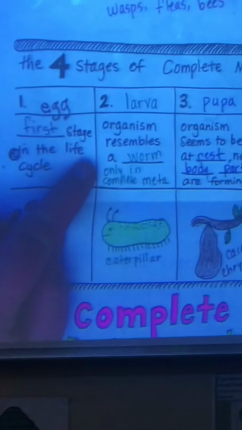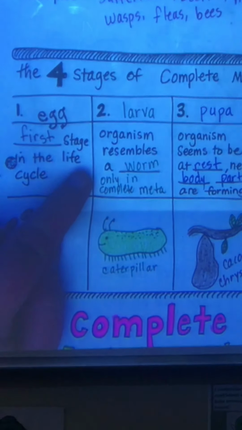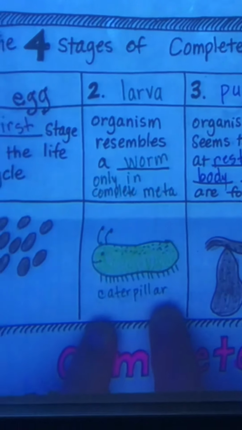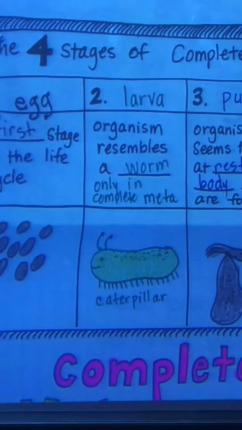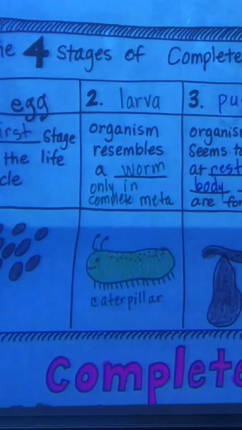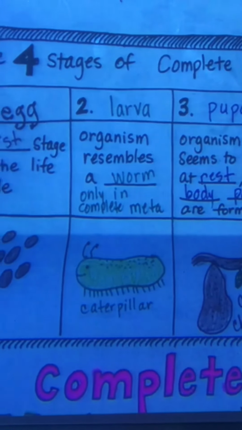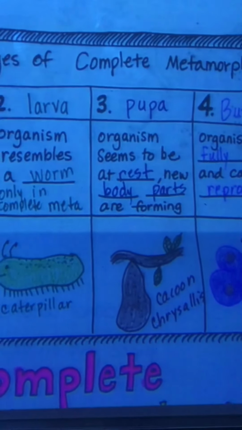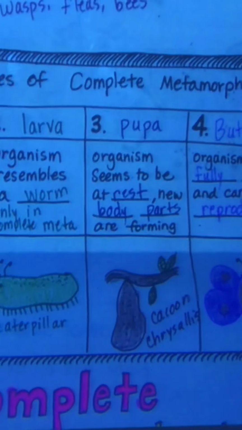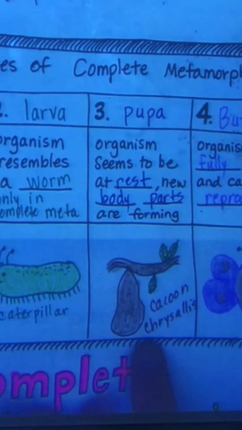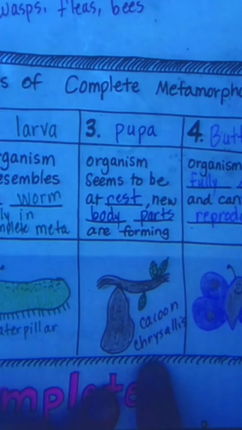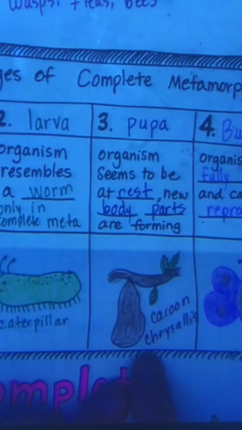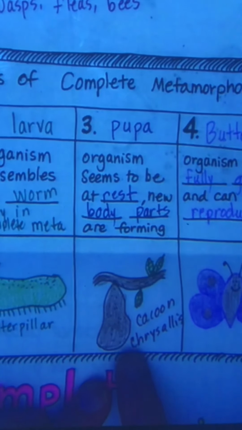Then we have the larva stage, and that's where the caterpillar comes in. Here's the caterpillar. Miss Henson's not the greatest artist, but I do my best. Larvae are organisms that resemble a worm, only in complete metamorphosis. A pupa is an organism that seems to be at rest and creates new body parts. So the next stage, the third stage, is the chrysalis stage, or the pupa stage, where we have a chrysalis, or the cocoon, as some kids know it, and this is where the butterfly is changing inside.